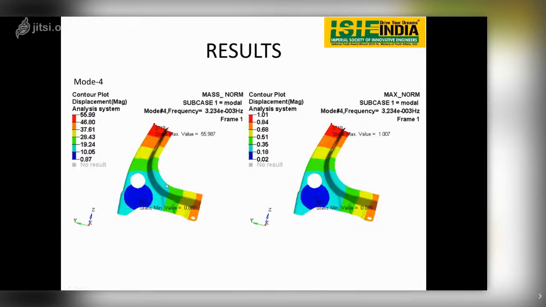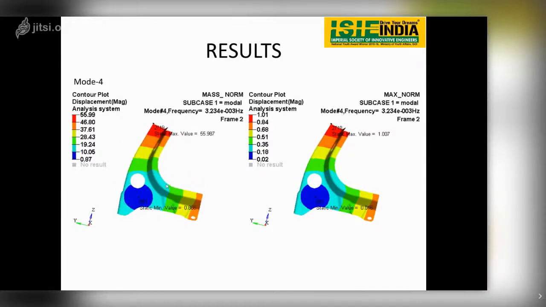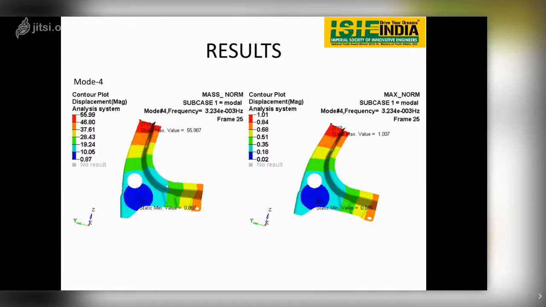If I go to the next slide, now here we can see mode 4. Mode 4 is nothing but rotation about the x-axis. The body is trying to rotate about the x-axis, and when it is rotating about the x-axis, it is not deforming again, but it is displacing. When it is deforming, the strain energy will be induced into the system.